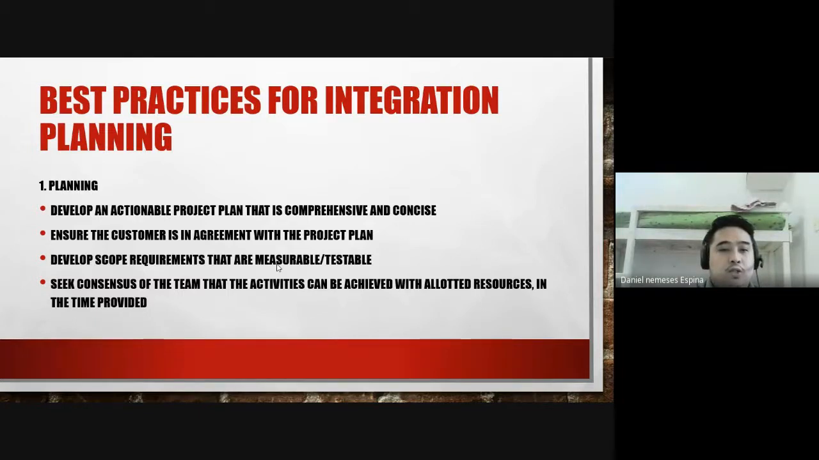Okay, so seek consensus of the team that the activities can be achieved with allotted resources in the time provided. So you have to seek the consensus of the team. With the resources that you have and the time you are given, you have to ask them if this is really feasible, or can we really do this in this period. Okay, so if this project is only given 6 months, you ask the team if they can finish the project in that period.